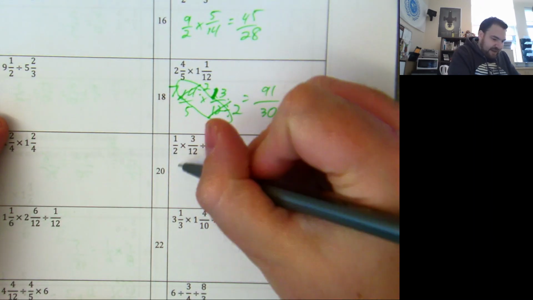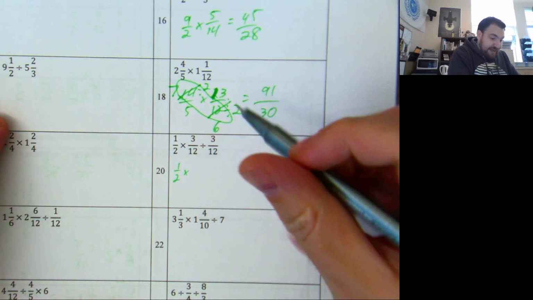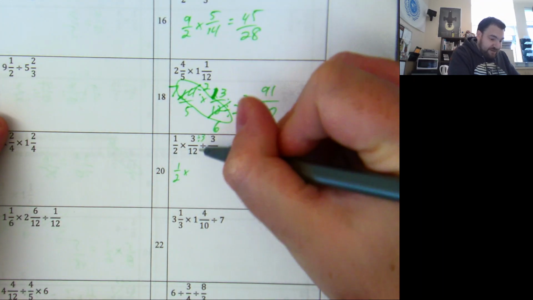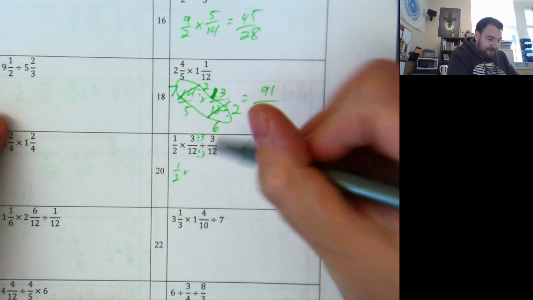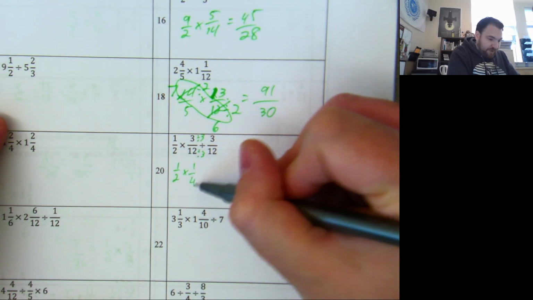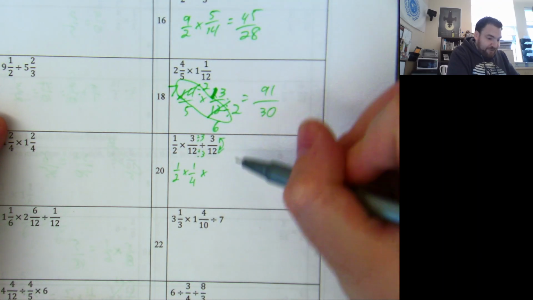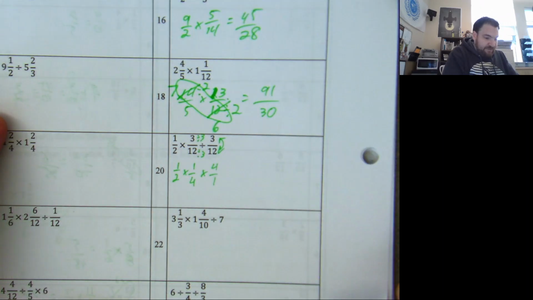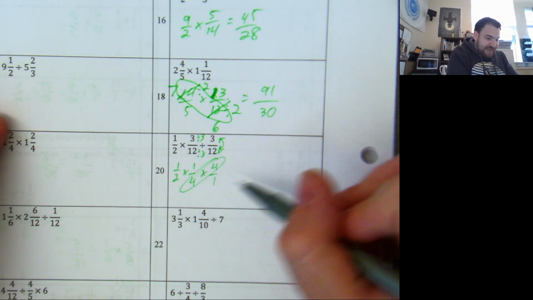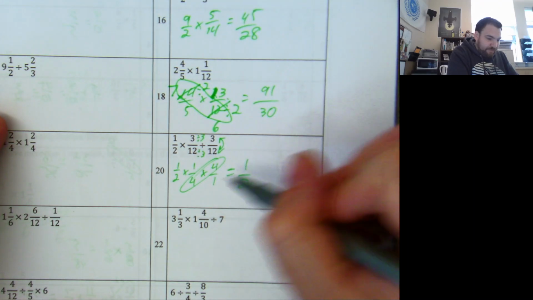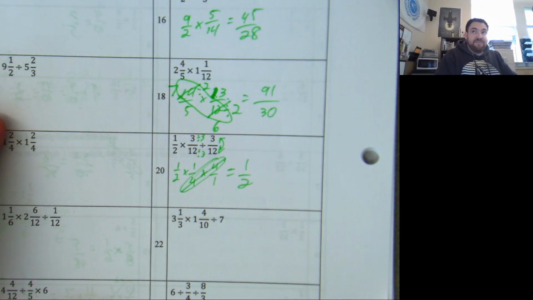This is going to be a half times, I can reduce this right away. Divide top and bottom by 3. I'm going to make that 1 over 4, and then I'm going to multiply this by, well, it's going to become 12 over 3, which is 4 over 1. Oh, and then I can reduce that. This is just a half. Love that.